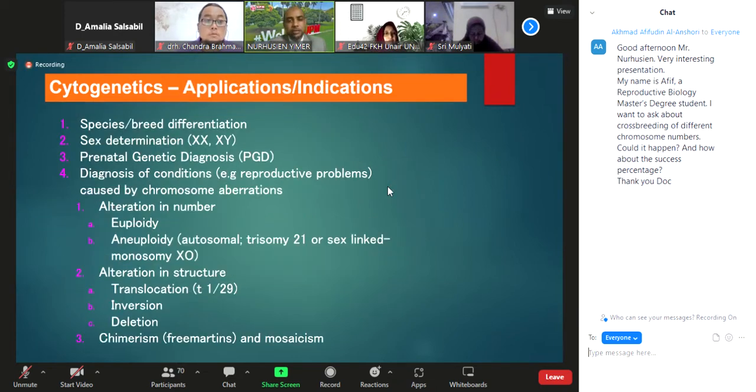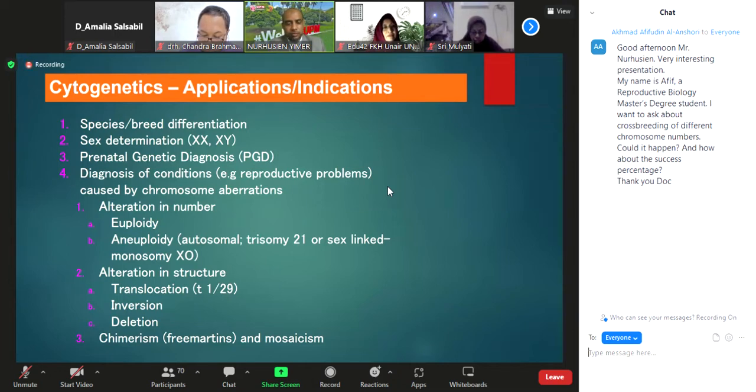Quickly moving on to the application or indications. When do we need the cytogenetic work? I think this is very important as veterinarians and also as clinicians, right? So the first indication is when you want to differentiate between species, all right? Between breeds of animals also.